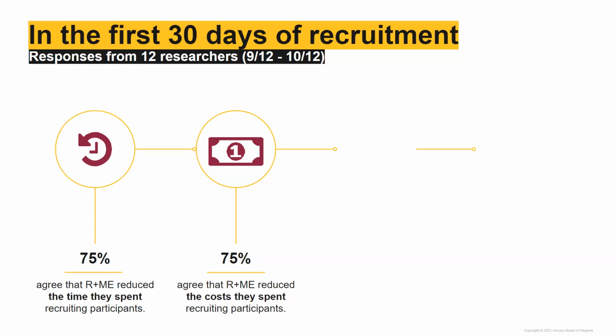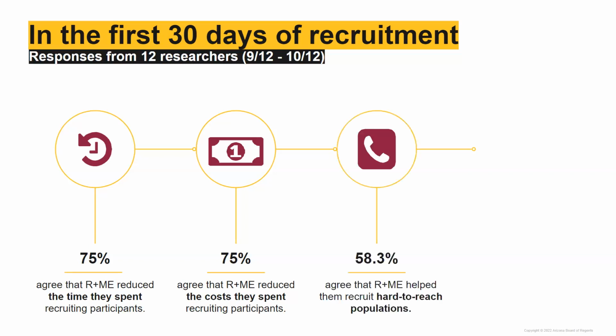75% agree that Research Plus Me reduced the cost they spent recruiting participants, because making flyers, paying for MTurk, paying for Prolific, it gets expensive. And especially if you're a graduate student, you might not have those funds.